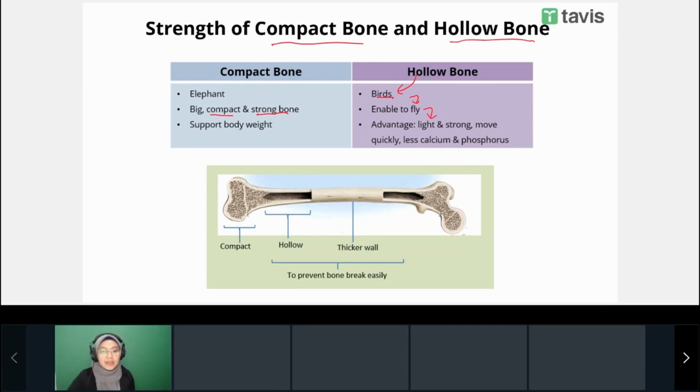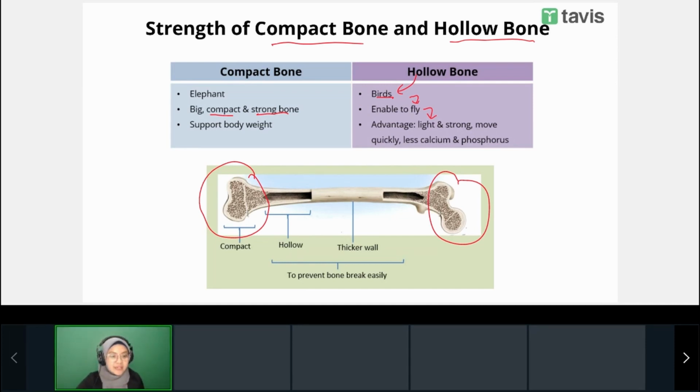Okay, let's see the structures of our bone. Let's say this is our tibia. The structure over here comprises compact bone. It has a lot of calcium and phosphorus.